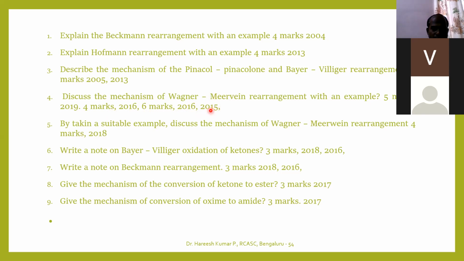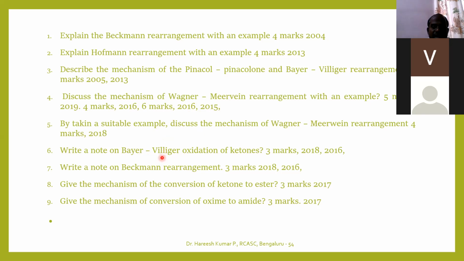So this is the first rearrangement, and that is the reason you can keep an eye on this. There may be a chance. Again, one can change the question by taking a suitable example. Discuss the mechanism of Wagner-Meerwein rearrangement. This is also a 5 marks question, asked in 2018. So that means 15, 16, 18, 19: four years this particular question was asked for 5 marks. So you can keep an eye on this.